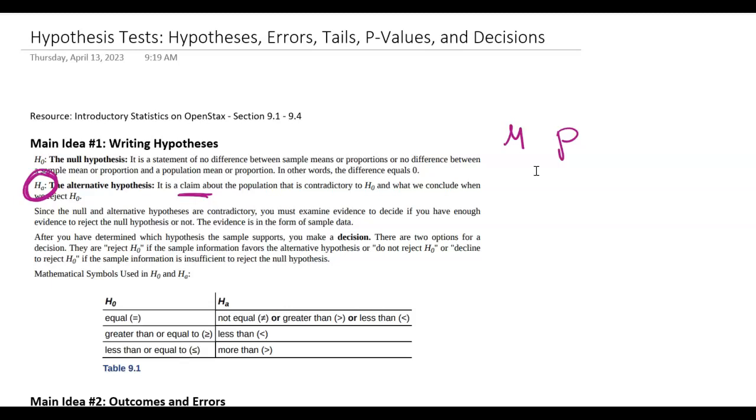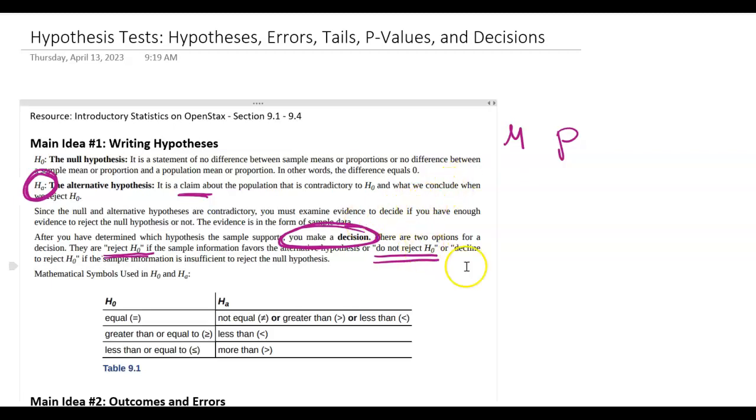Now notice the null and alternative are contradictory. There's no overlap between them. And you have to make sure that you make a decision based on the data on which one of those you think is true. Either we're going to say reject H0 if you do think that there is enough information to prove your claim, or we say do not reject H0. And those are our two decisions we are going to make.